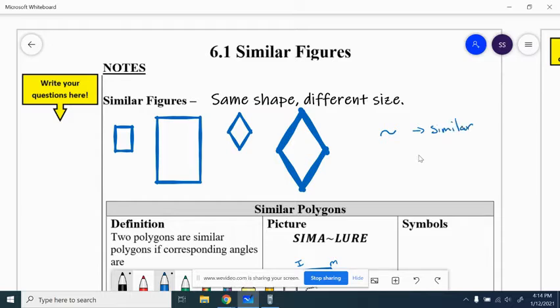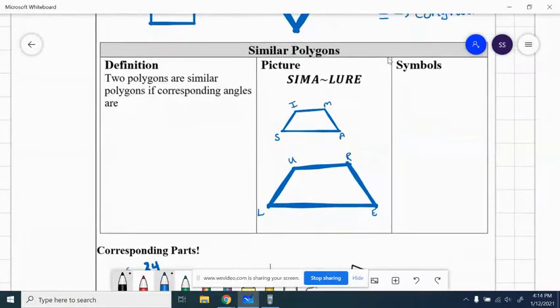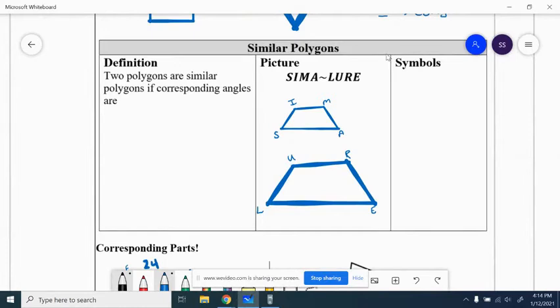It's kind of like just the top part of the congruent symbol, right? The congruent symbol is the squiggly line with the equal sign. And just the squiggly line is similar. Okay, so let's move on. Similar polygons. Two polygons are similar polygons if corresponding angles are congruent.